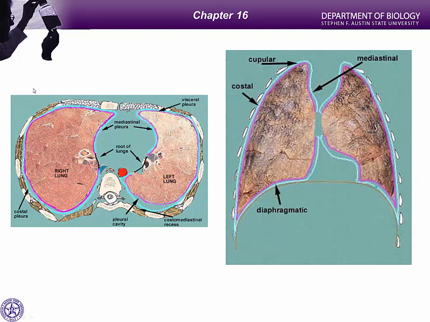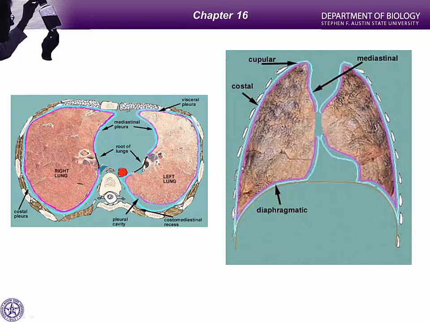Here we can see a cross section: right lung, left lung. This would be the area where we would see the heart. And so what we have in the purple is going to be the visceral pleura, closely adhered to the lobe of the lung itself. And then, even though I don't like exactly how this blue line is drawn, you can see it is with the body wall, and that will be our parietal pleura.